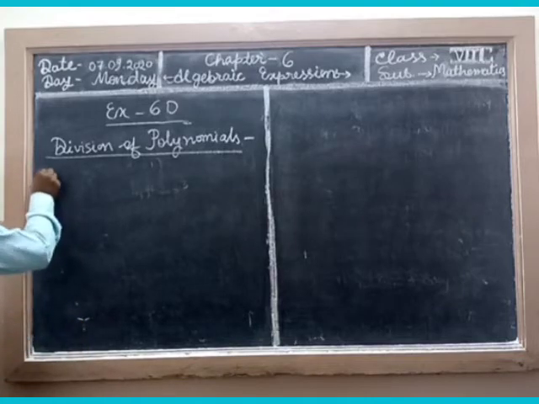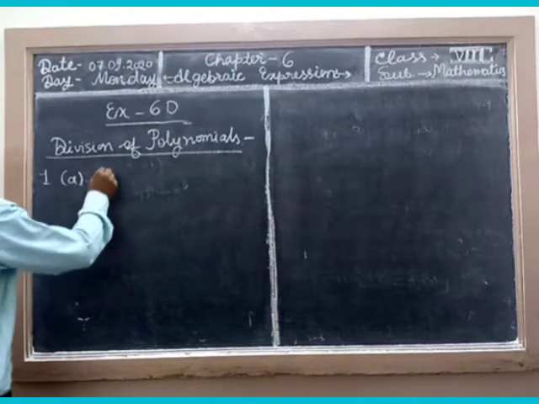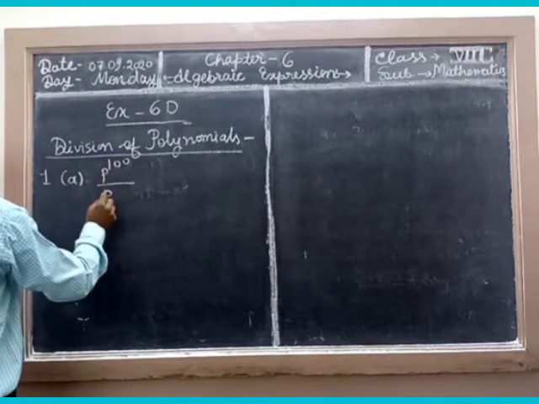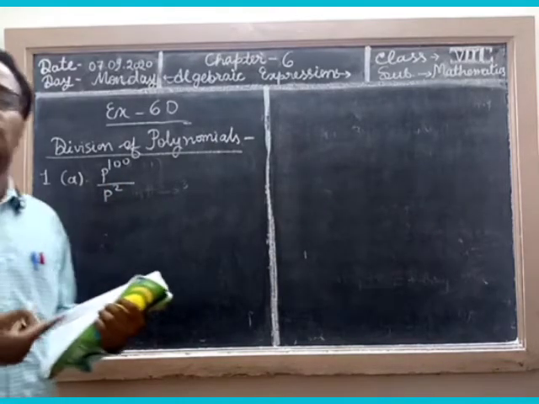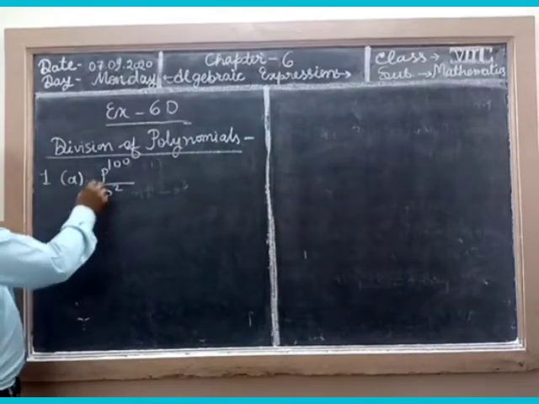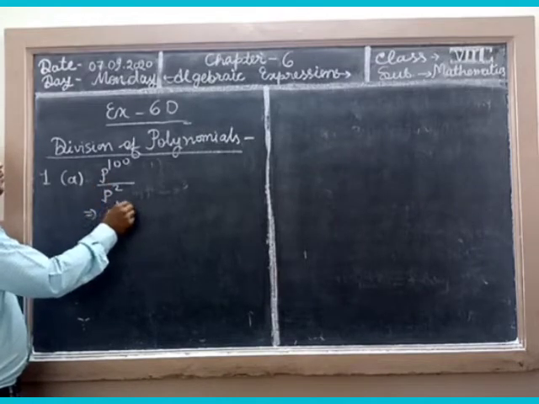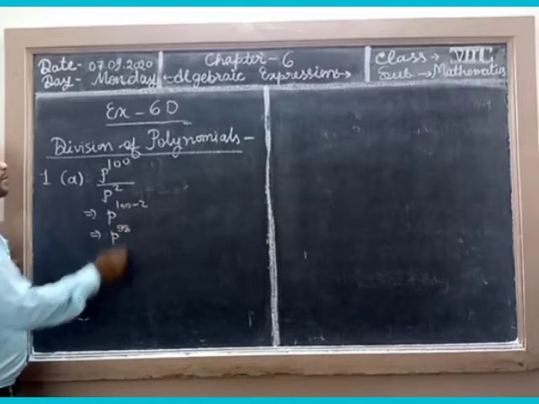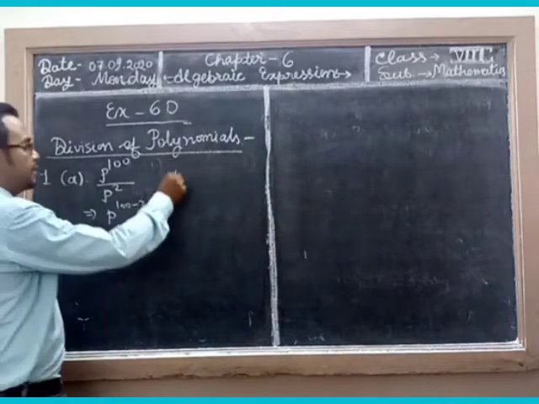Question 1, A part: p to the power 100 divided by p to the power 2. So we apply the exponent law. Bases are the same. In case of division, the powers must be subtracted. 100 minus 2, that is p to the power 98. Clear? We can also understand it by another method.